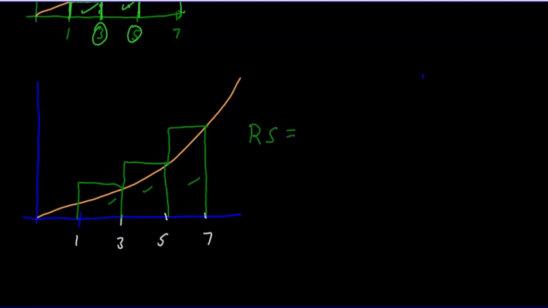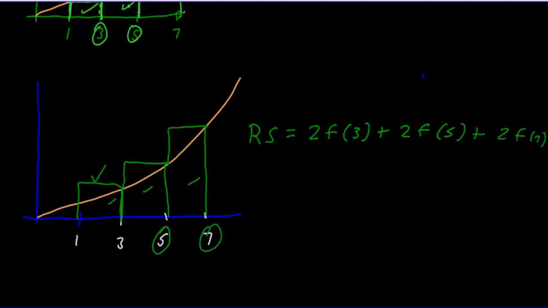So now here's my right sum. My right sum is going to be 2 times f of, let's see what this first rectangle is. This rectangle right here is not going to be f of 1, it's going to be f of 3. See how it goes up here? So this is f of 3. The next rectangle is 2 times f of 5. And then finally, the last rectangle is 2 times f of 7. So what we have now is 2 times 3 squared plus 2 times 5 squared plus 2 times 7 squared. And this is my right sum.